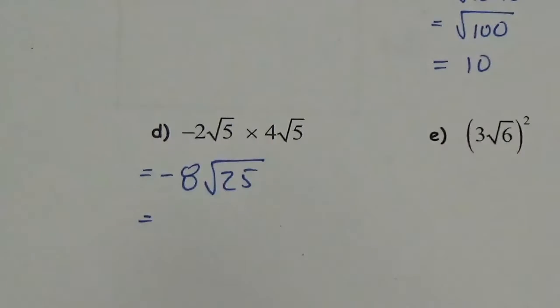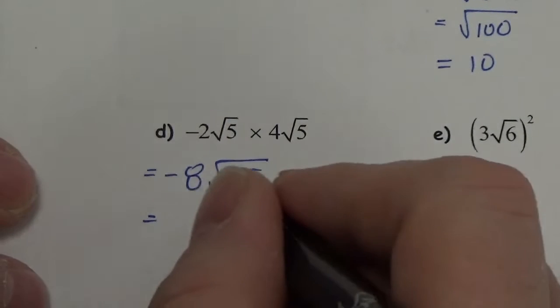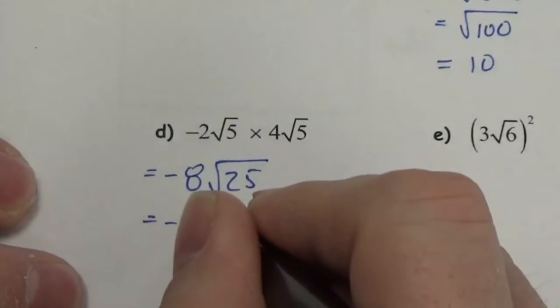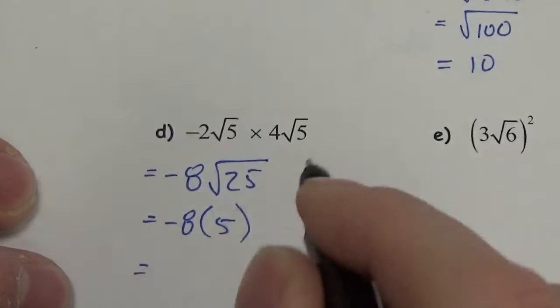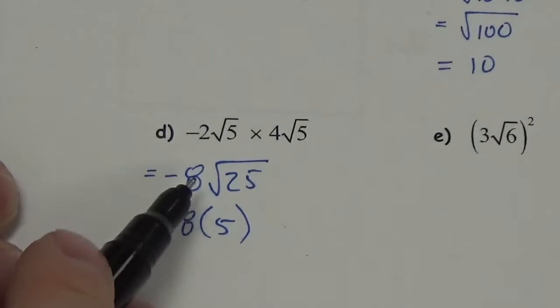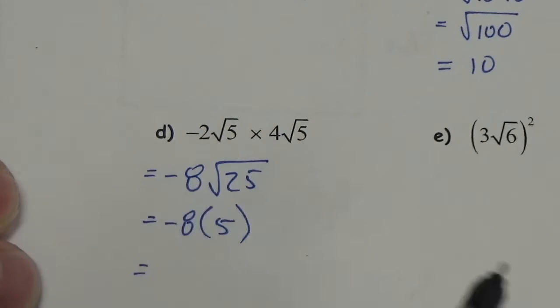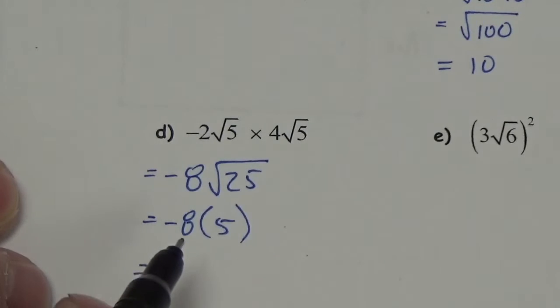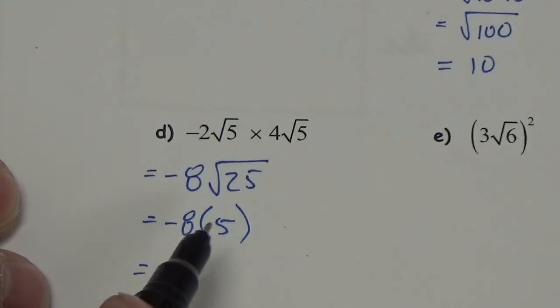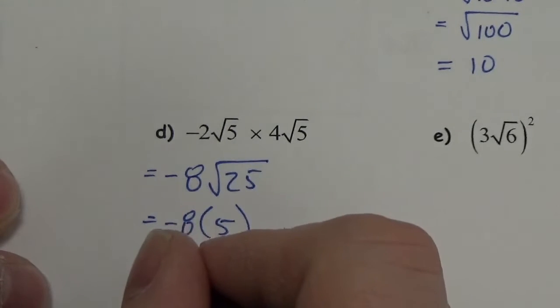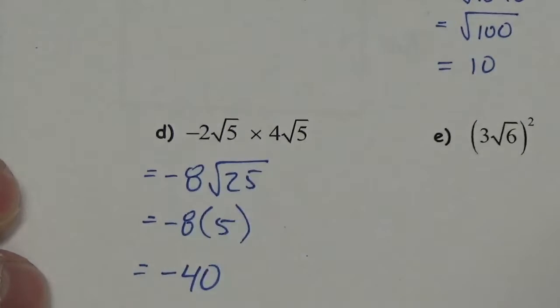Now, the more comfortable you get with this, the faster you're going to fly through this. I very likely didn't need to do that, but I know that the square root of 25 is going to be 5. Bear in mind that this is multiplied together here. This negative 8 is being multiplied by the 25. So when I take the square root, it's going to be negative 8 multiplied by 5. And so my result here will be negative 40.